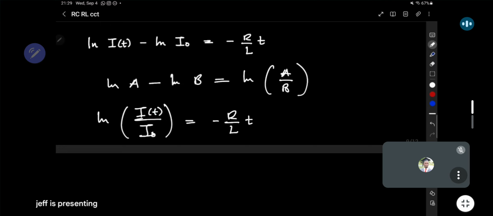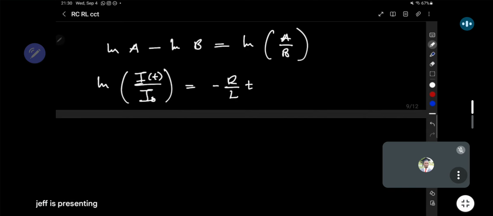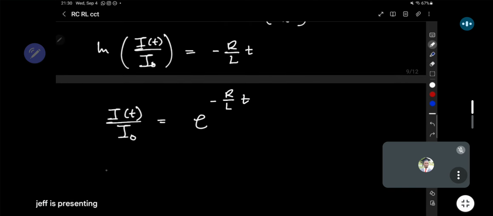At this point, you can get the antiln on the left and on the right. On the left, the antiln will eliminate the ln, so that now you have only I as a function of t over I0. On the right, you have e to the power negative R over L t. So this is what I'm calling the antiln. Since what we want is what I(t) is going to be, cross multiply, so that now you have I0, the initial current, and then e to the minus R over L times t.